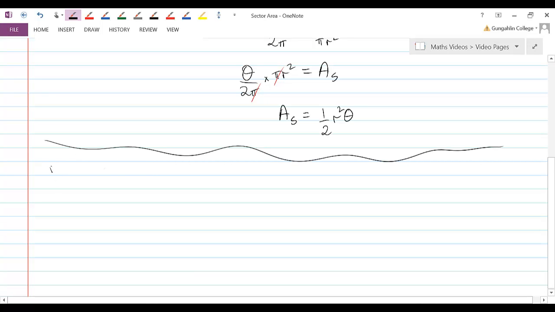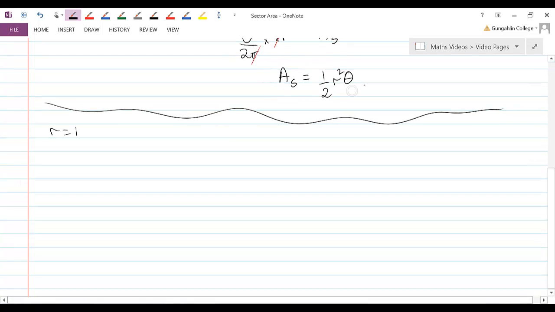Okay, and this kind of makes sense if we think about those examples we had before. When we had r equal to 1, using this formula here, we would get that the area of the sector was a half times 1 squared theta. The 1 squared is still just 1, so half of theta. So this was saying that when we had that radius of 1, if you divided the angle by 2, you got the area of the sector. The area of the sector was half the angle.